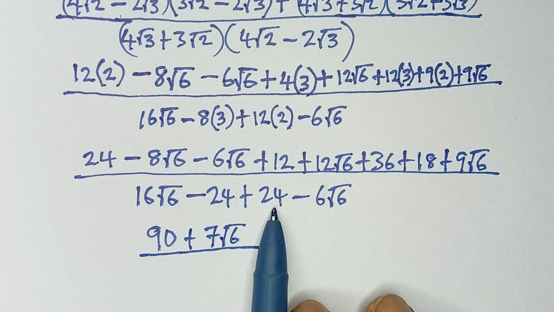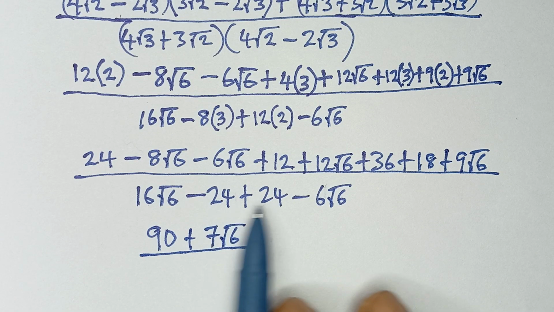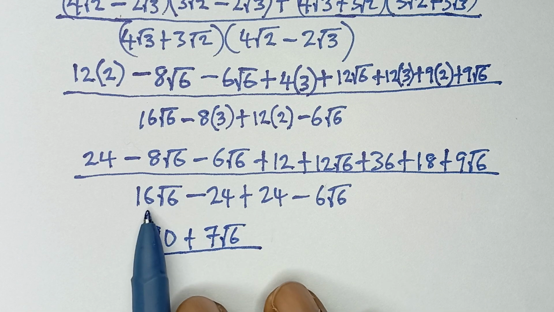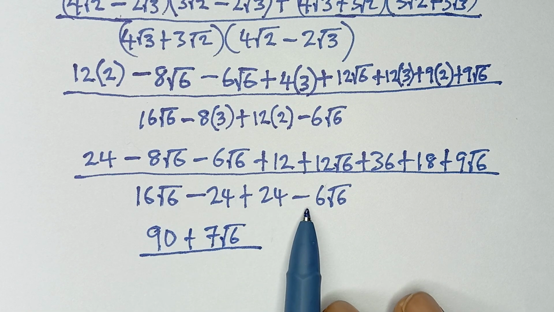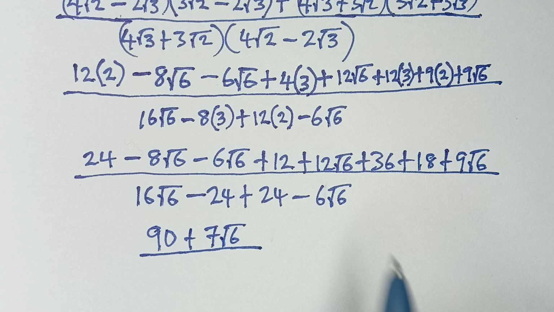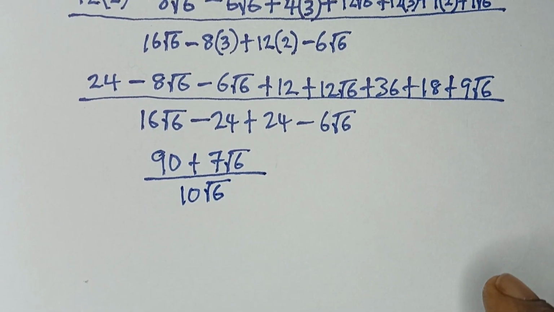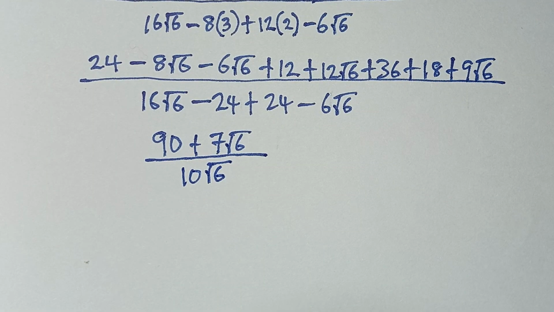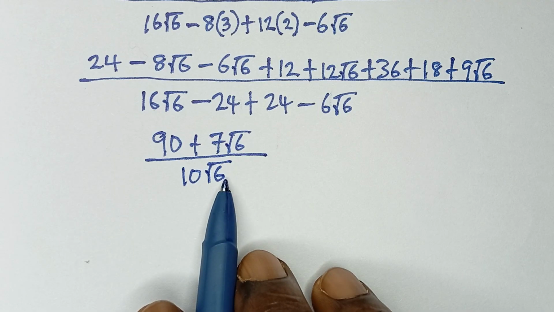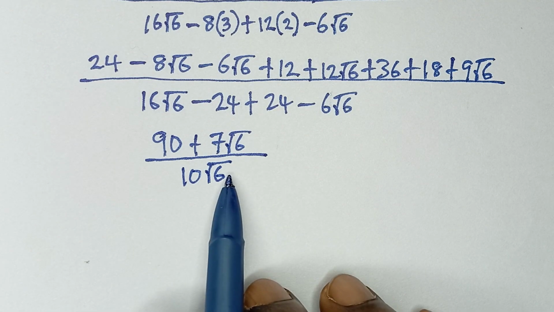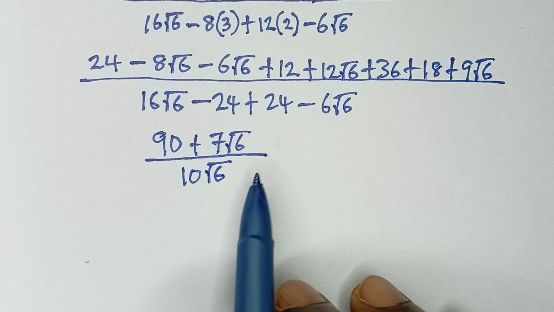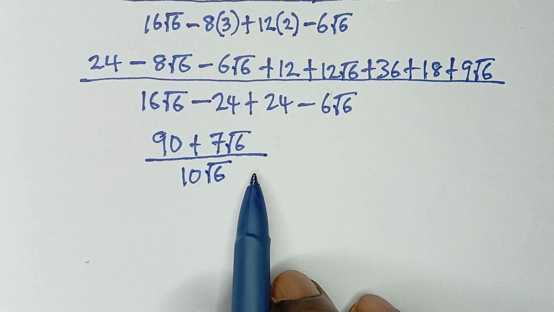negative 24 plus 24 will give me 0. So this and this cancel, 0. Then I have 16 root 6 minus 6 root 6. That will give me 10 root 6. Then the next thing to do, in order to rationalize this denominator, what I'm going to do is use this root 6, this term in the root sign. I'm going to use it to multiply both the numerator and the denominator.